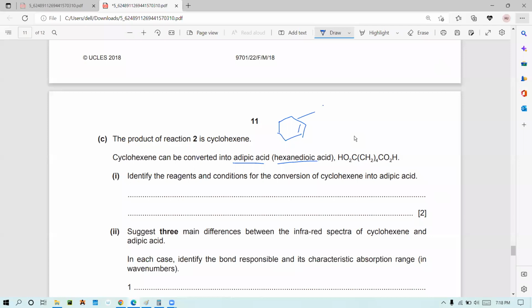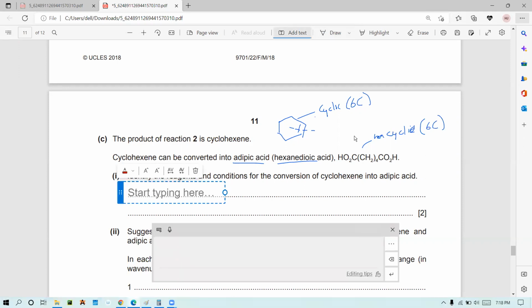See, this is a cyclic compound. This is a non-cyclic compound. In this cyclic compound, there are 6 carbons. In this non-cyclic compound also, there are 6 carbons. How do you get this cyclic compound into non-cyclic compound? We have to break this double bond. To break the double bond, there's only one substance we talk about. It is acidified potassium dichromate, concentrated.